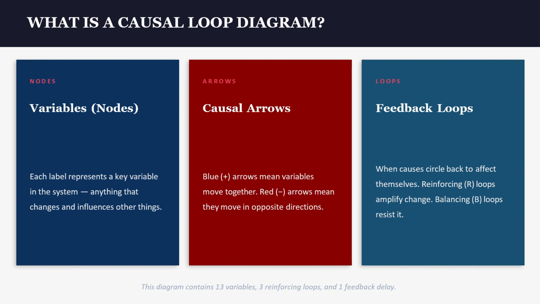Variables are things that change. Arrows show what causes what, and causes circle back. That's a feedback loop. Reinforcing loops make things escalate. Balancing loops slow things down. We've got 13 variables, 3 loops, and a time delay.